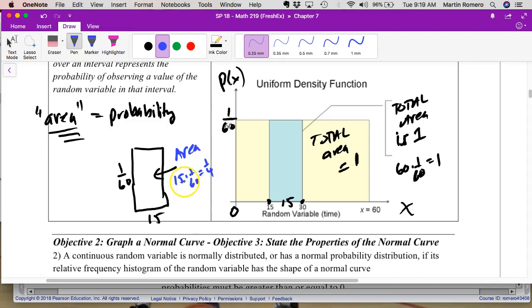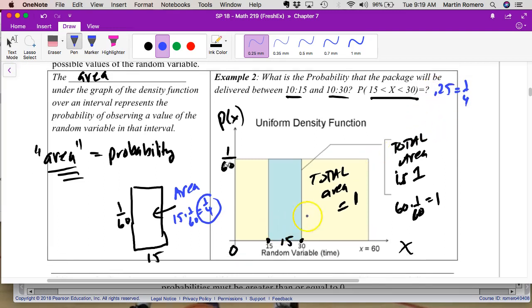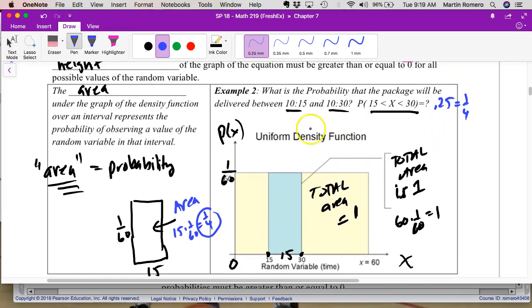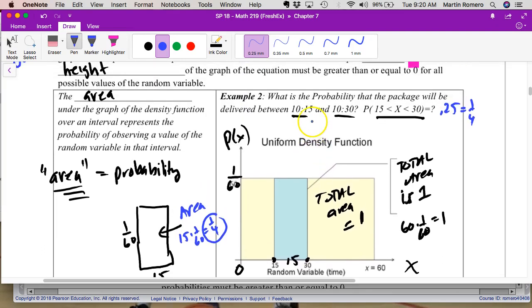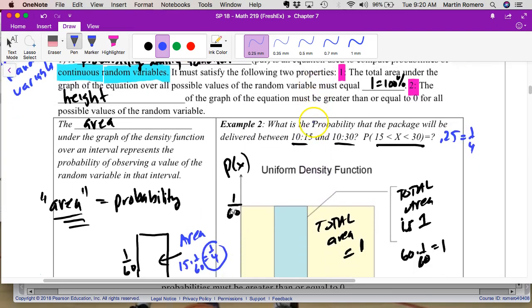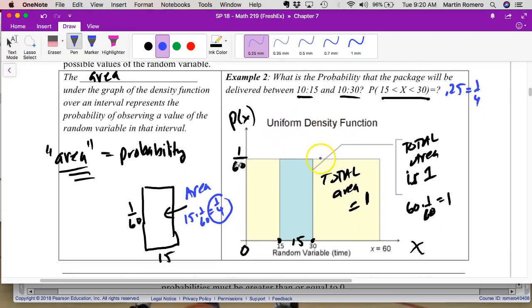15 divided by 5 is 3, 60 divided by 5 is 12, 3 over 12, 1/4. So the probability here would equal 0.25 or 1/4. There's a 25% chance that the package will come between 10:15 and 10:30. And so that's the idea of a probability density function as it relates to the uniform density function.